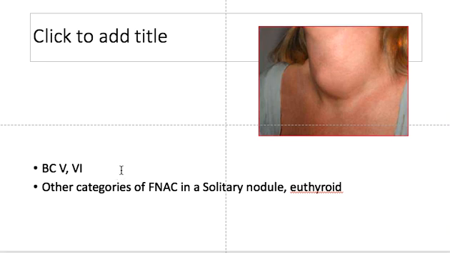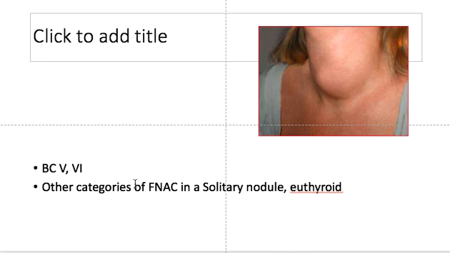Now, this of course we have discussed. Bethesda 5 is highly suspicious, and 6 is confirmed papillary carcinoma. For 6, there's no doubt you do total thyroidectomy. For 5 also, in the majority, we tend to do the total thyroidectomy. You can discuss with the pathologist and also your patient.